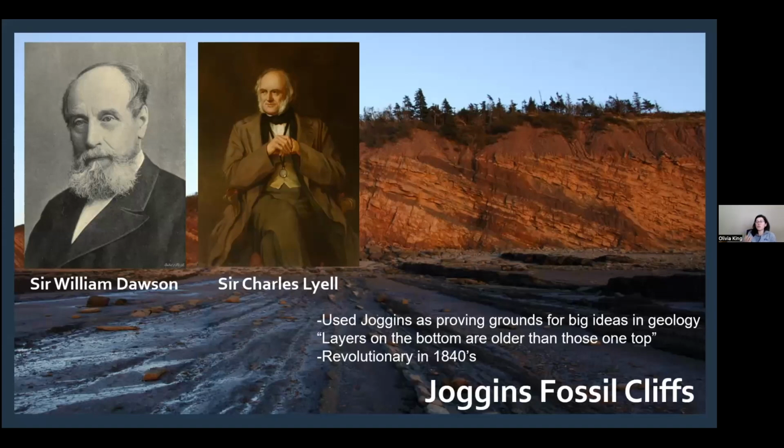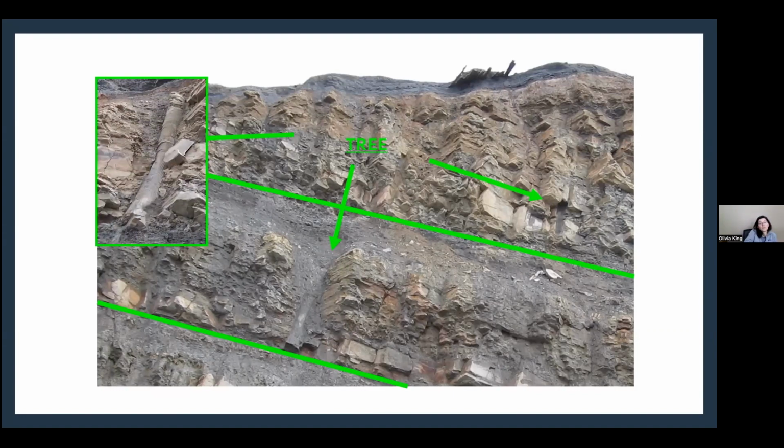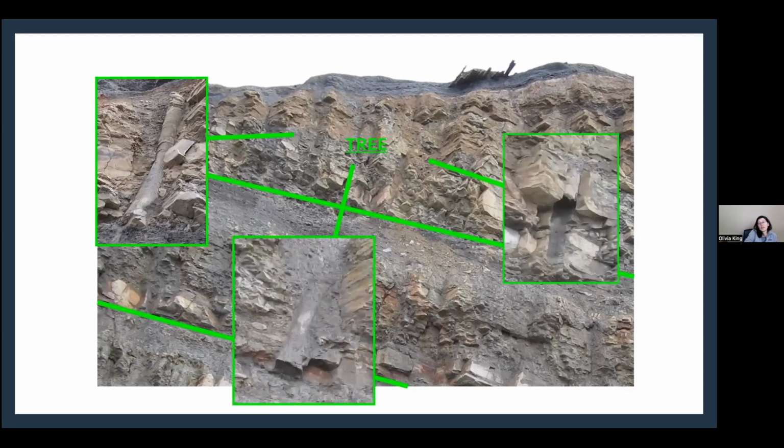And Joggins was a proving ground for a lot of these big ideas in geology, with layers on the bottom being older than layers on top. And this was revolutionary in the 1840s. So if we look at the cliffs of Joggins, maybe not initially a very good picture, but we can start picking out that we have these very defined layers, again, slightly tilted. And we can also start picking out the trees within these layers. And you can see that the trees are in different horizons. So there's a nice one there, there, and there.